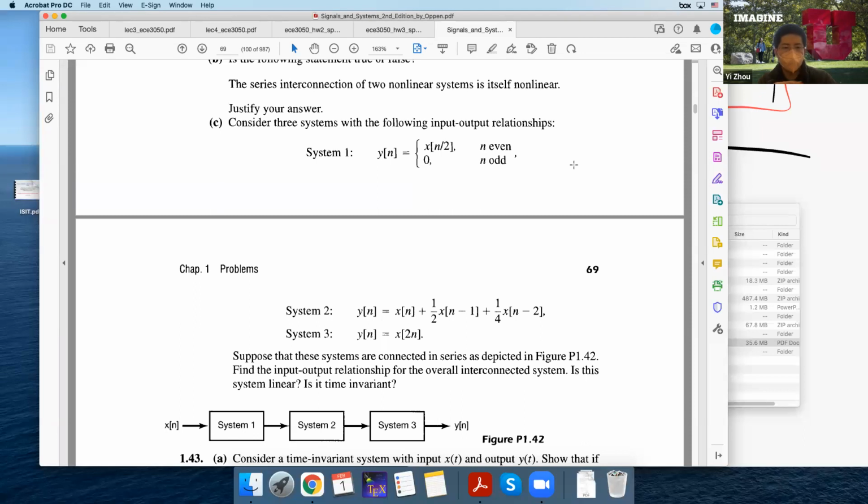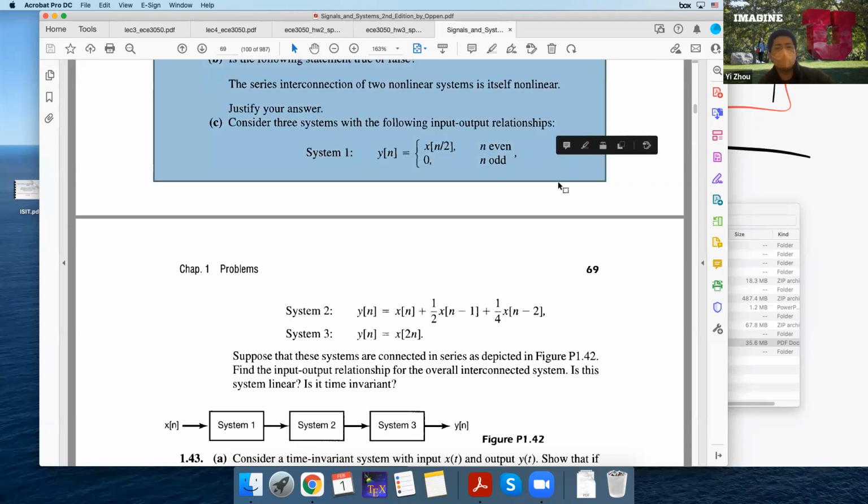But the idea is straightforward. You just follow them one by one. The difficult part is especially in the first system, because you have to deal with two separate cases. For the odd indexes, the output is always zero. For the even indexes, it's the value of the corresponding input signal. So you need to think of a way to combine these two cases.